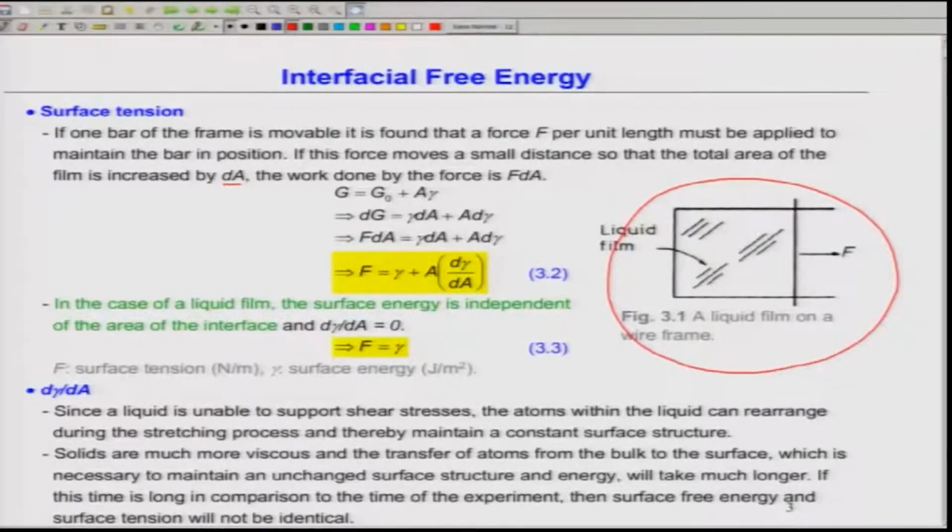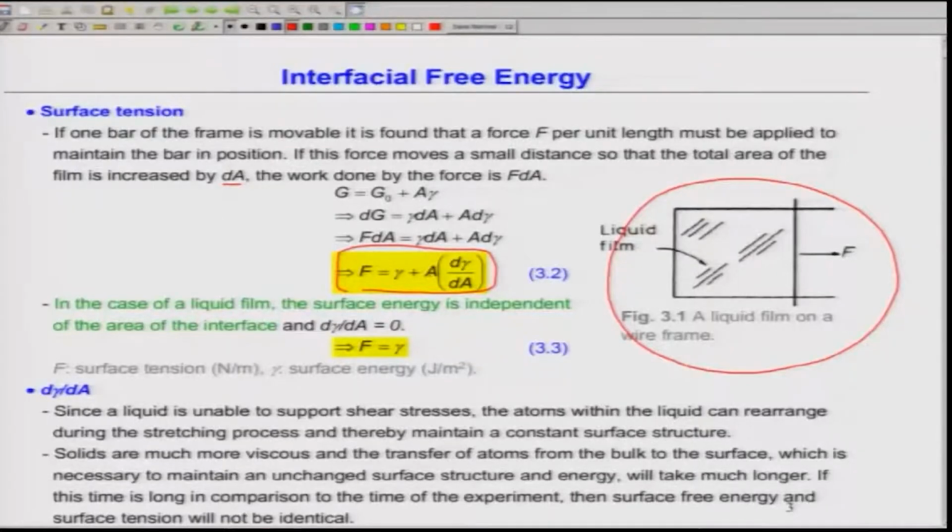So, that change of the total free energy must be equal to the force multiplied by the area change, that is the work done. So, if I equate that, you can clearly see this is a simple equation, not so difficult to understand. F is nothing but gamma plus A multiplied by d gamma by dA, right.